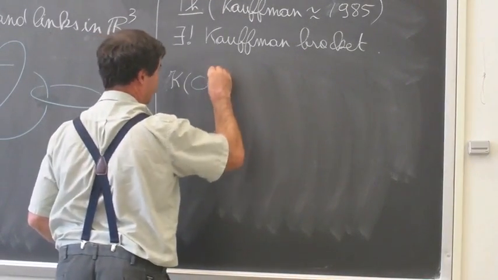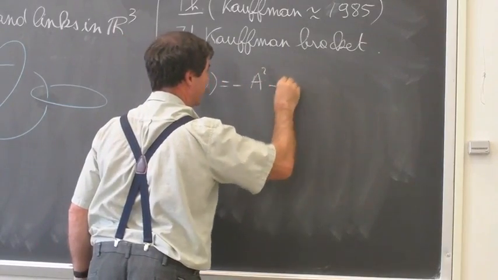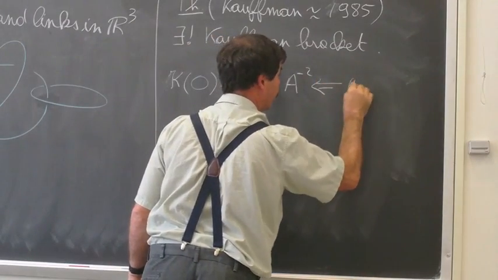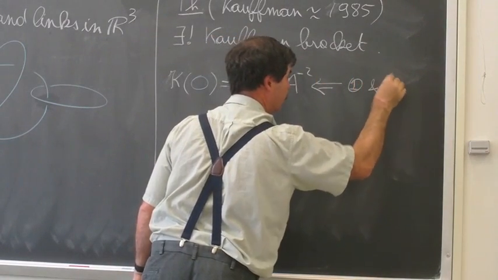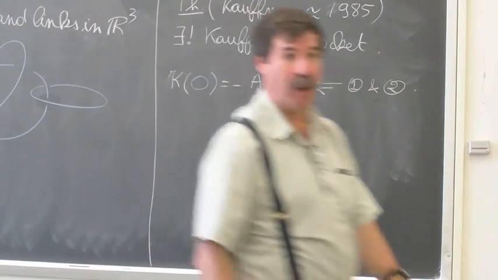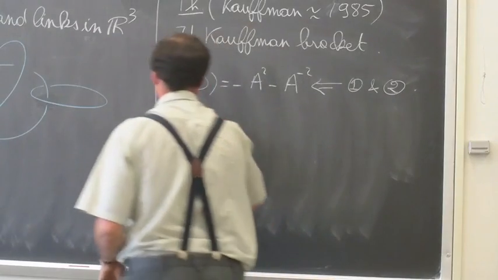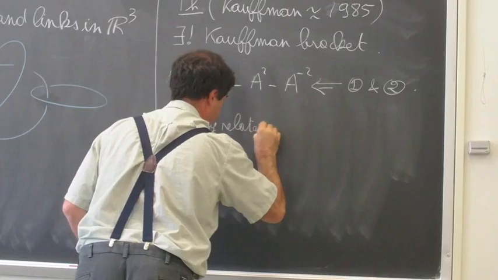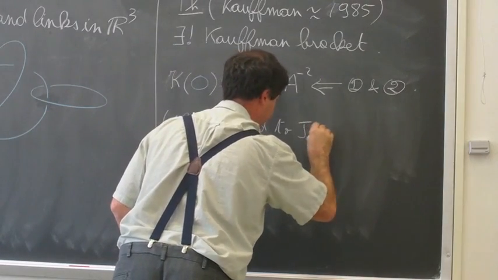Basically, that's the normalization condition. is minus A squared minus A to the power minus 2, and that comes from conditions 1 and 2. For instance, you play with tricks. Yeah, there is a trick. Okay. So, let's just give you that example. Anyway, so, it exists, there is one, it's useful, and by the way, it's closely related to another invariant which is called the Jones polynomial.